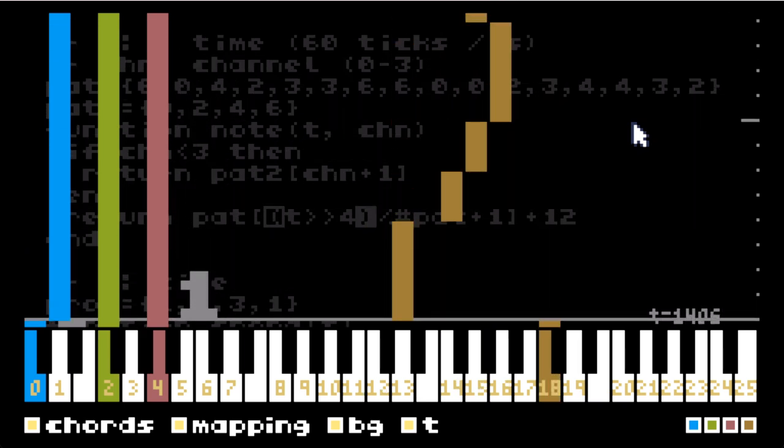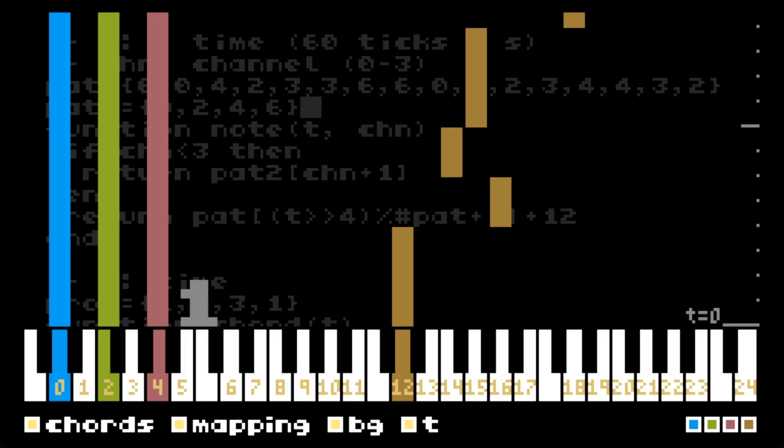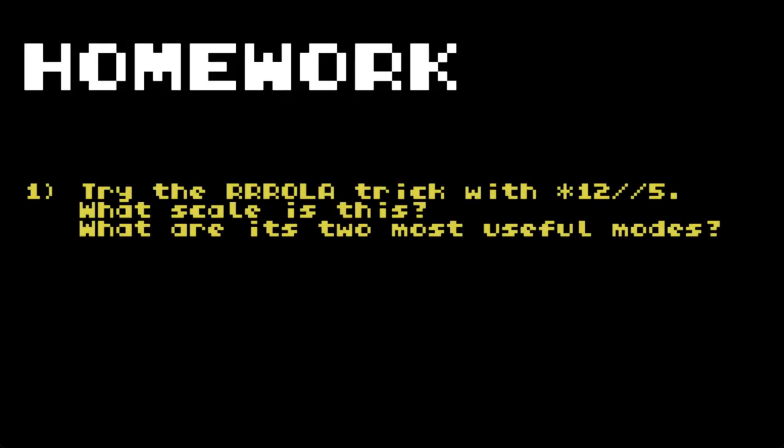So with that, I think we're about done today, and the only thing that remains is that I have a bunch of homework for you. The homework is: try the roller trick with times 12 divided by 5. So what scale is this, and what are the 2 most useful modes of this scale?